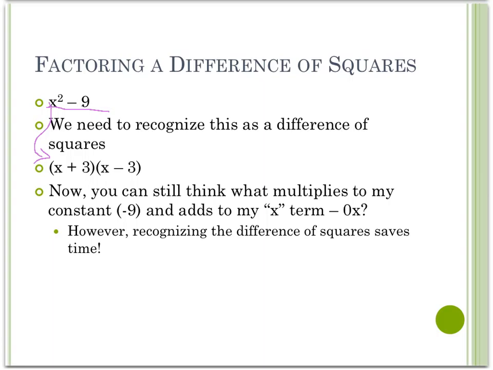If you want, you can still think of what multiplies to your constant, which is negative 9, and adds to your middle term, your x term of 0x. And what adds to that would be 3x and negative 3x, the two middle terms when we take the outside and the inside of our FOIL method. Recognizing this is a difference of squares, though, saves a lot more time.